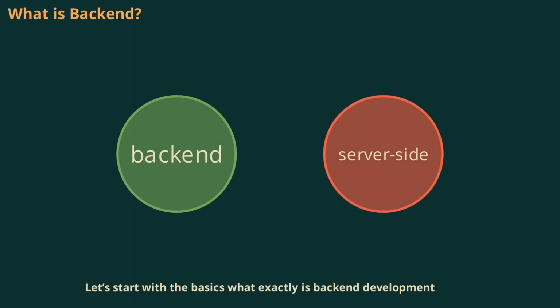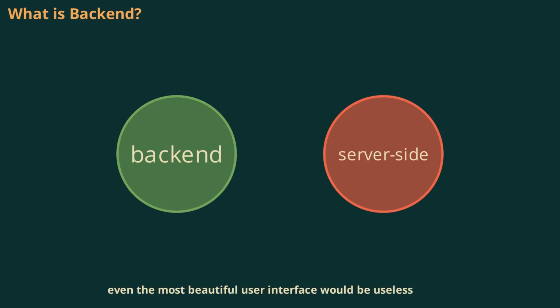What exactly is backend development? The backend refers to the server side of an application, where all the core logic, data processing, and business rules live. It's responsible for handling requests from the front end, managing databases, and ensuring everything runs efficiently and securely. Without a solid backend, even the most beautiful user interface would be useless. Understanding this distinction is crucial as you begin your journey to becoming a backend developer.